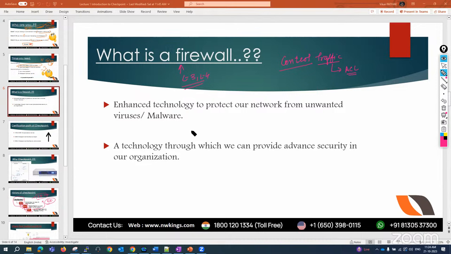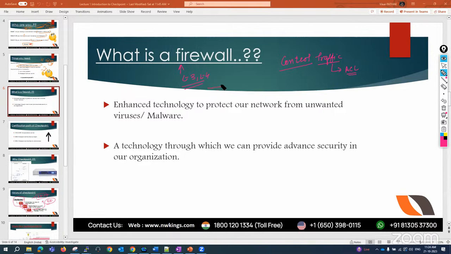Okay. Anyone else? Layer 3 and layer 4. Okay, perfect. Layer 3 and layer 4. And for application related, it's on layer 7. Correct. Perfect.